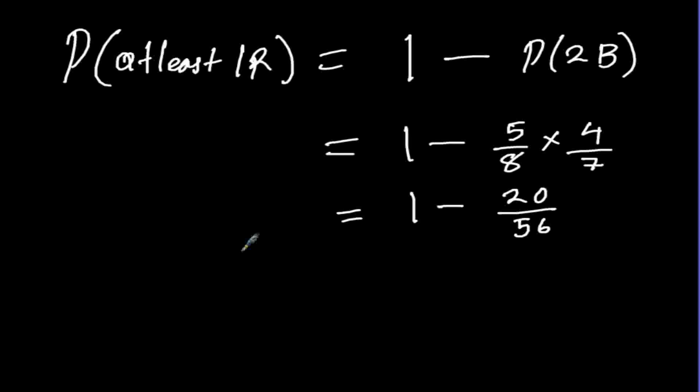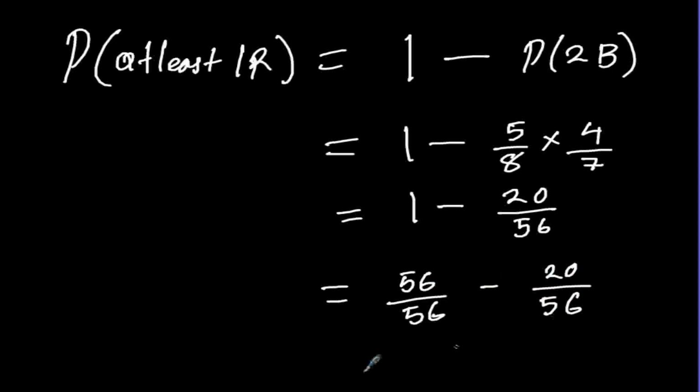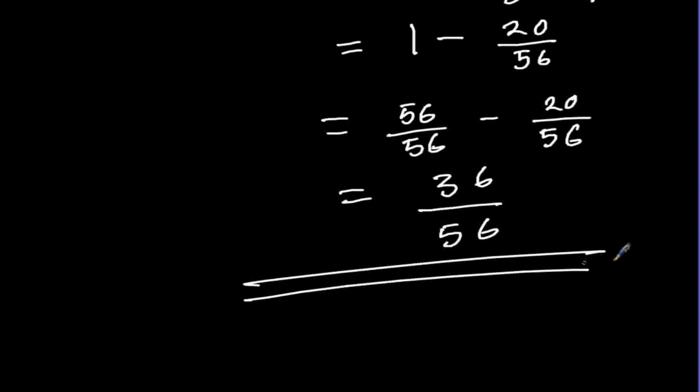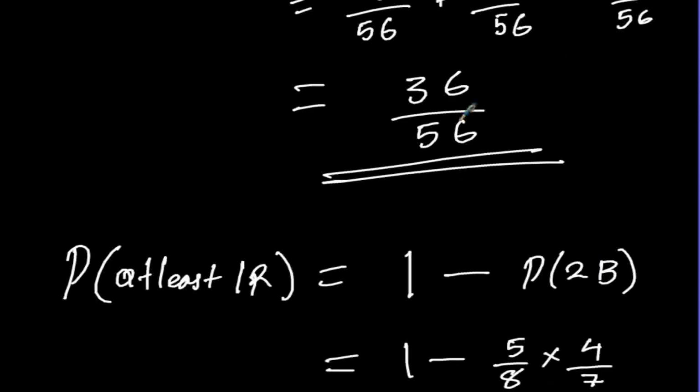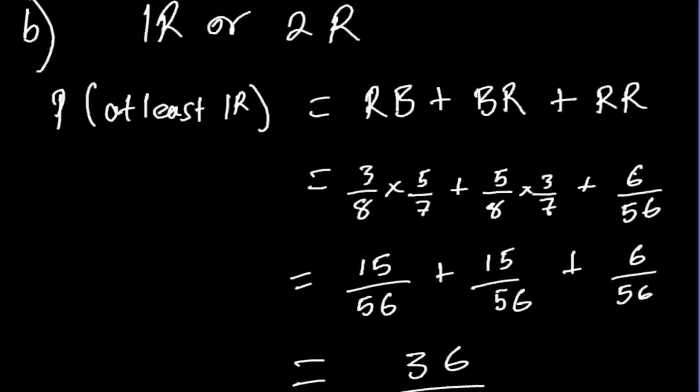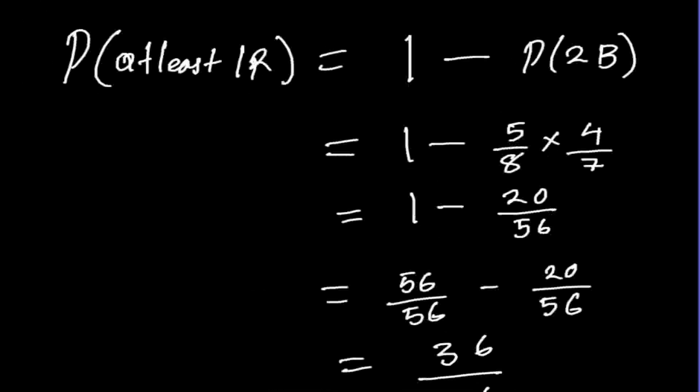And in simple terms, we shall write it as 56 out of 56 minus 20 out of 56. Now we can just subtract the numerators, which will give us 36 out of 56. So this is the same answer to what we got in the previous method, this one here. So you can either use this approach or the complement part.